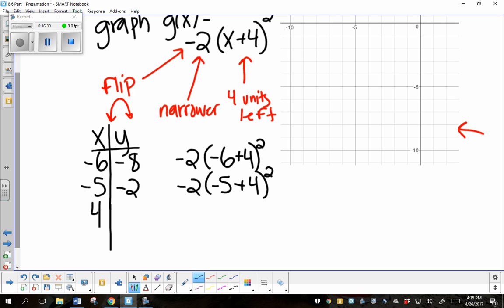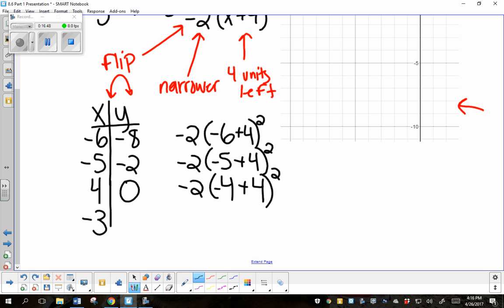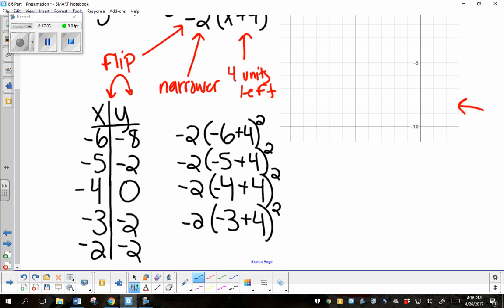Well, we're going to plug in a negative 4. So I'm going to do negative 2 times negative 4 plus 4 squared. So that's 0 squared, and 0 times anything is 0. So I'm thinking that's probably going to be our vertex, unless it got shifted up or down or something. All right, so now let's plug in a negative 3. So we're doing negative 2 times negative 3 plus 4 squared. Negative 3 plus 4 is 1. Squared is 1. Times negative 2 is negative 2. And look, we can see it mirroring. So I am guessing that my next one is going to be a negative 2. Or sorry, negative 8.